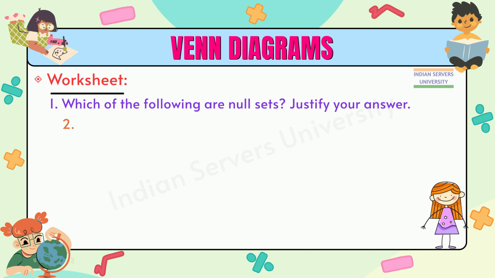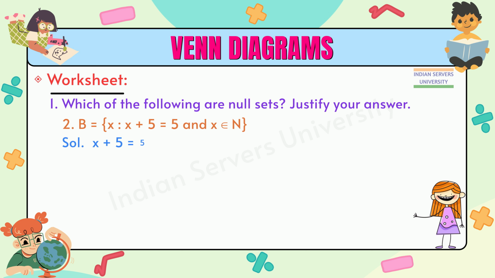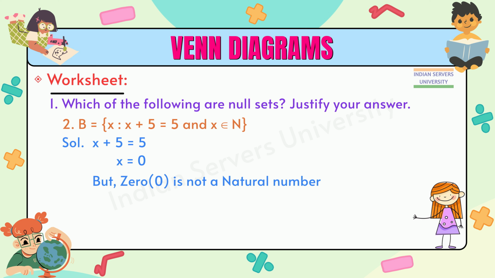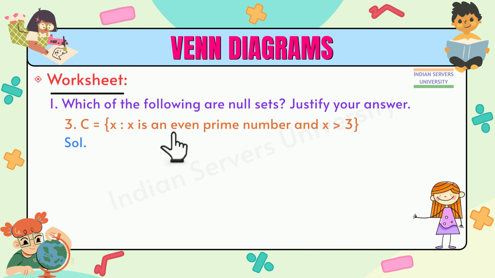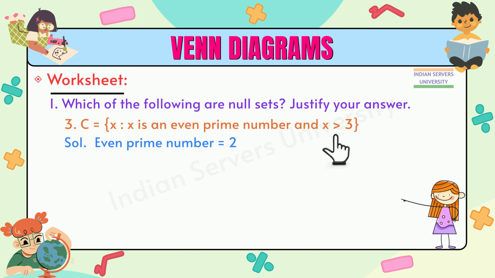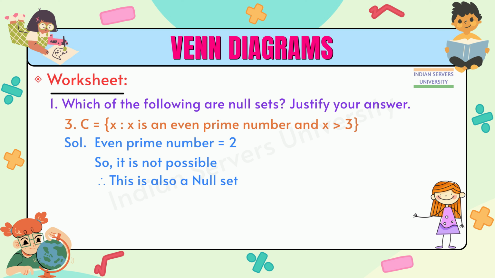Next one, B equals the set of x such that x plus 5 equals 5 and x belongs to N. So ikkada x plus 5 equals 5 ante x value 0 avvali. But 0 is not a natural number. So this is also a null set. Next one, C equals the set of x such that x is an even prime number and x greater than 3. So kachondi even prime number. Even prime number ayya okay oka number enti 2. But em adigaru x greater than 3 undan annaru. It's not possible. So this is also a null set.